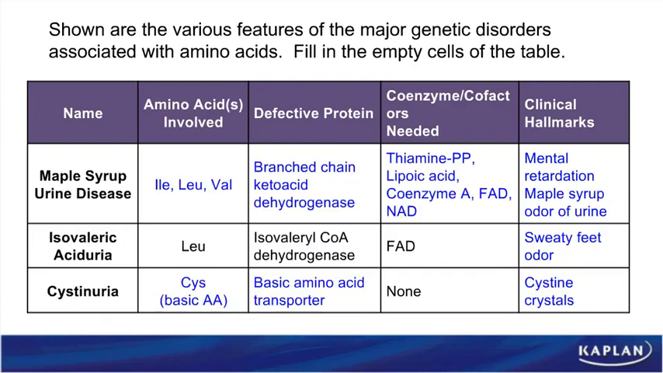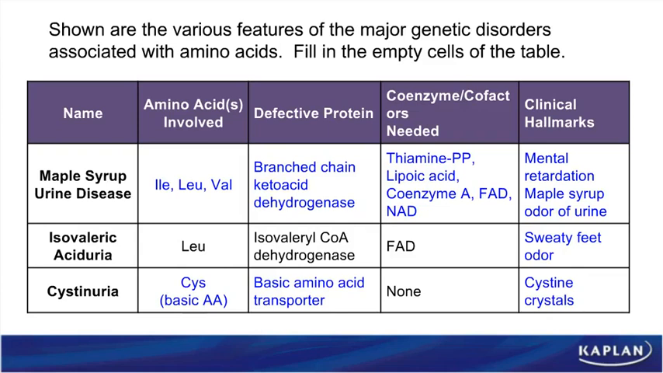Maple syrup urine disease is caused by defective enzyme branched-chain ketoacid dehydrogenase. This enzyme works on the carbon skeletons of isoleucine, leucine, and valine after the amino group is removed from those 3 amino acids. The enzyme needs 5 different coenzymes: thiamine pyrophosphate, lipoic acid, coenzyme A, FAD, and NAD. When the enzyme is defective, 2 clinical hallmarks are mental retardation and maple syrup odor of urine.